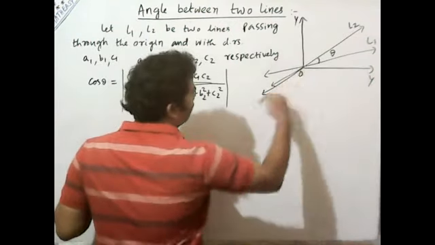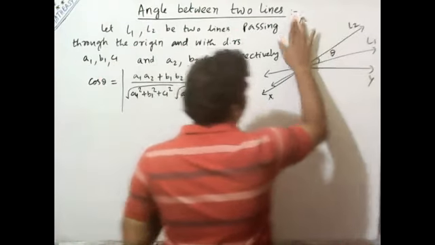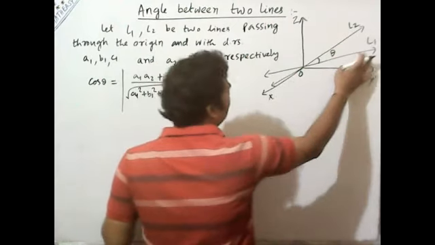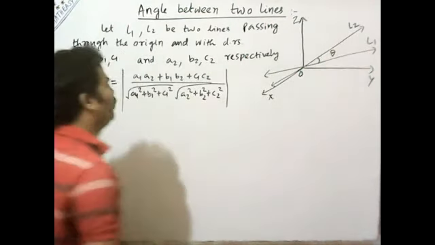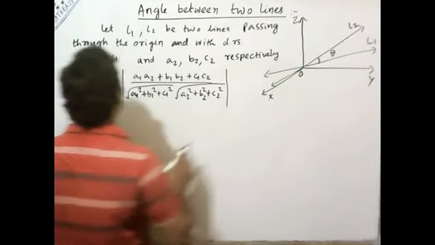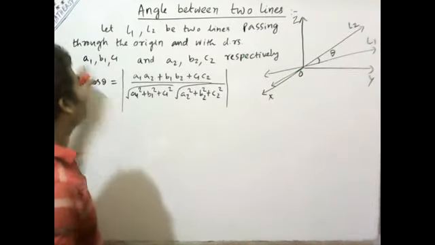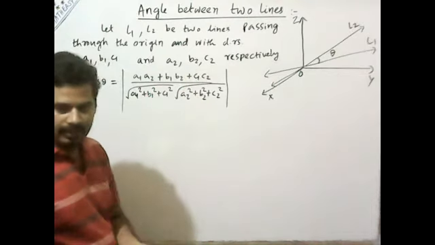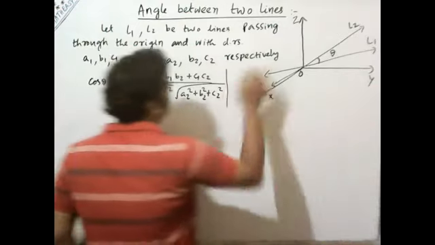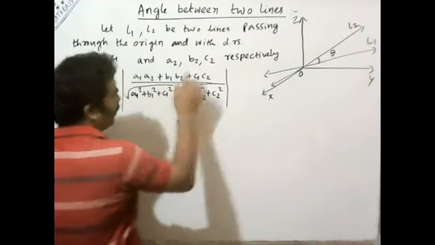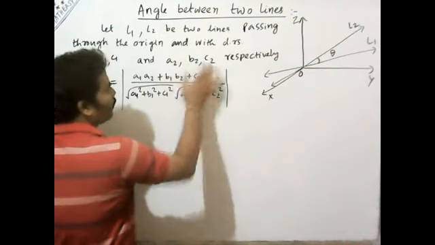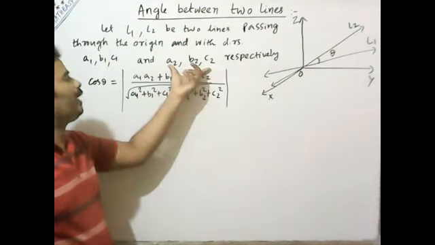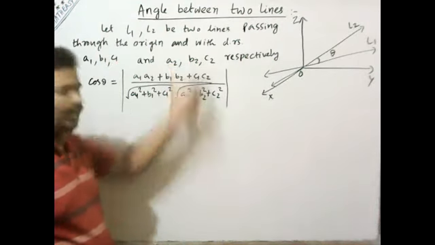This is the x-axis, this is the y-axis, and this is the z-axis. Let L1 and L2 be two lines passing through the origin, having direction ratios A1, B1, C1 and A2, B2, C2 respectively. Means L1's direction ratio is A1, B1, C1 and L2's direction ratio is A2, B2, C2. If the direction ratios are given, then you have to find the angle between the two lines.